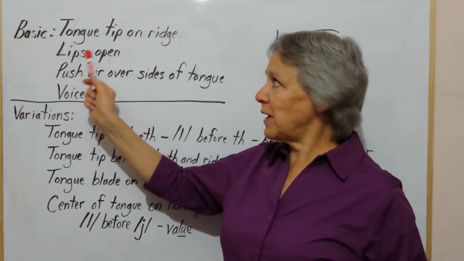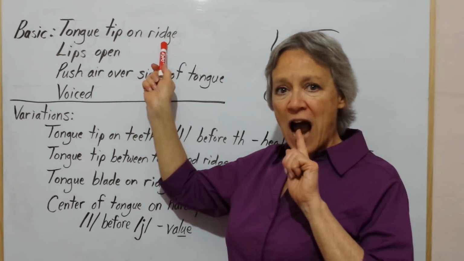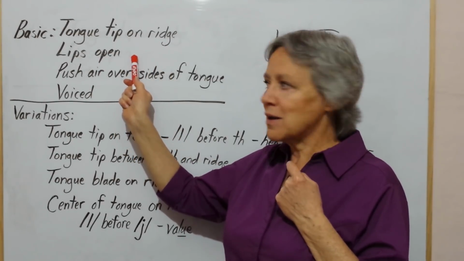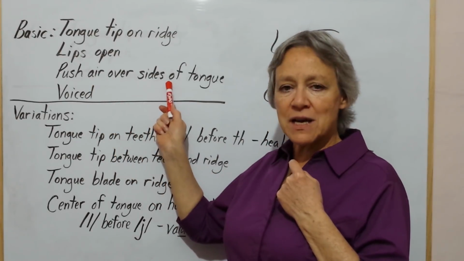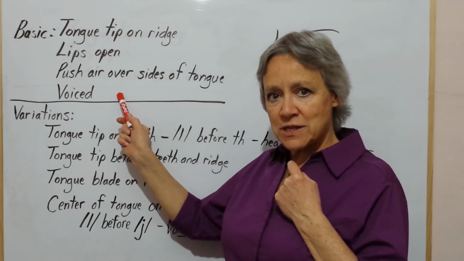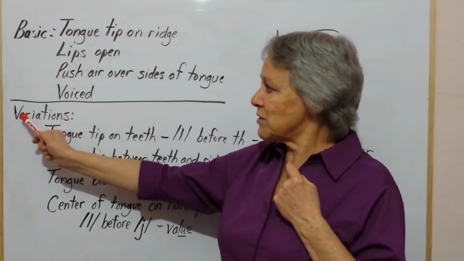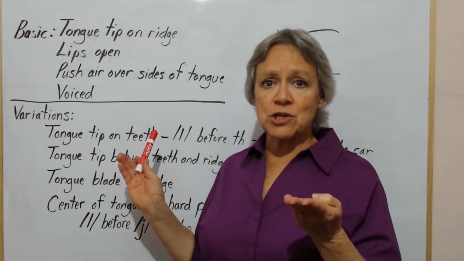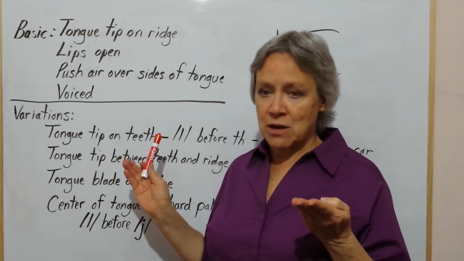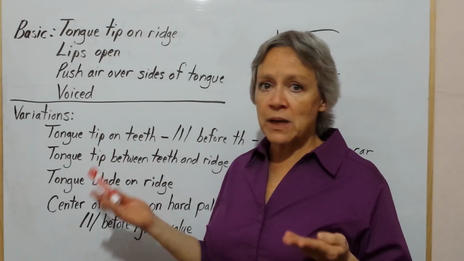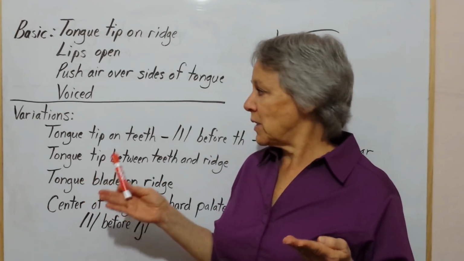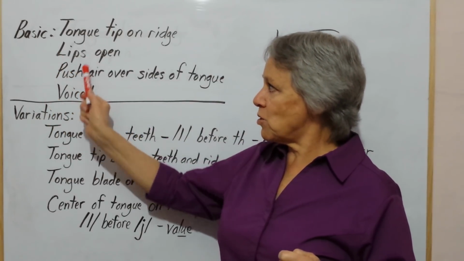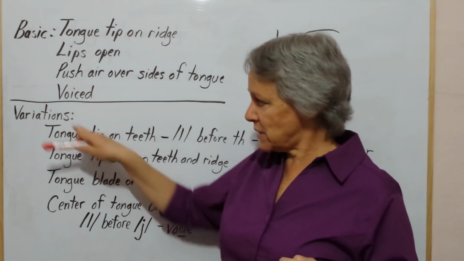So this is the basic way, tongue tip on the ridge behind our upper teeth. Our lips are slightly open. We push air over the sides of the tongue, and it's a voiced sound. These are some variations down below. There are others, and in your language, you may make the L sound with one of these variations, or you may even have a different way to make the L sound. But these are some that Americans use. These three things, lips open, push air, and voiced, are the same for all of them.